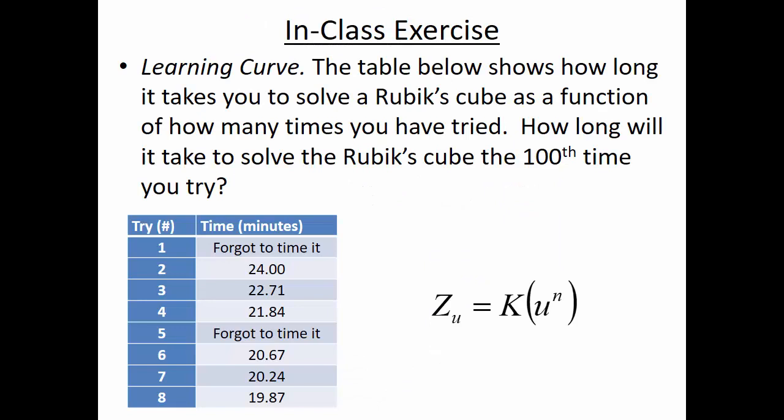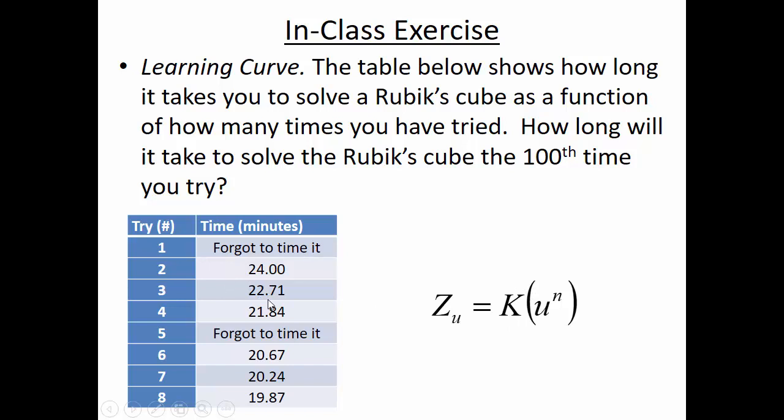So let's take a look at this example of what if you were trying to solve a Rubik's Cube. This is on the back page of the handout. Now the trick on this one, though, is that K is how much time was required the first time you did the thing. And we didn't time it the first time we went. But we can back calculate K based on S.